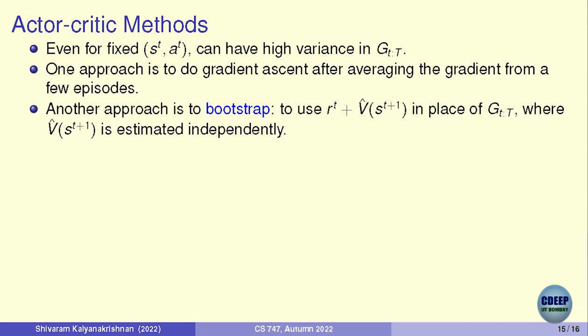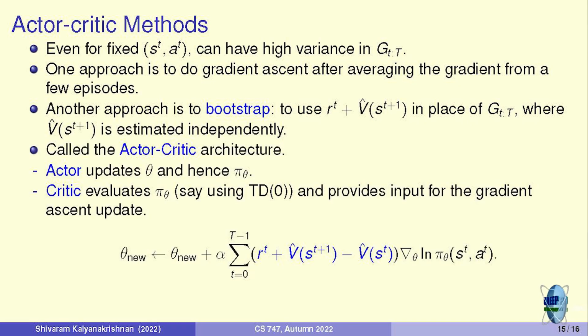If you have an independent way of estimating V hat, you use this in place of G_t. You lose the guarantee that it's an unbiased estimate, but there is still a little bit of theory that holds. And doing it in this particular way, this kind of update, is what's called the actor-critic approach. What's actor and critic?